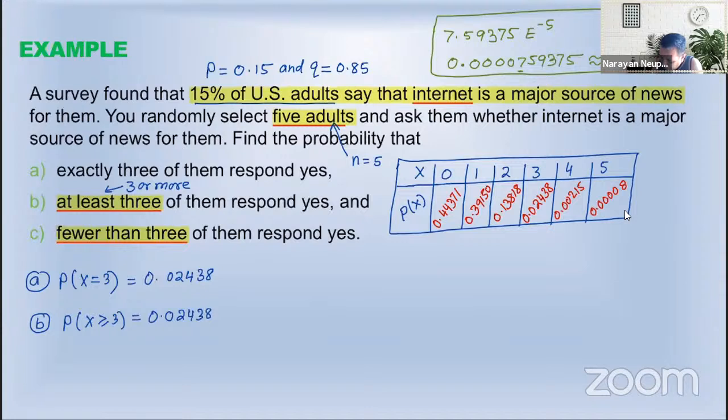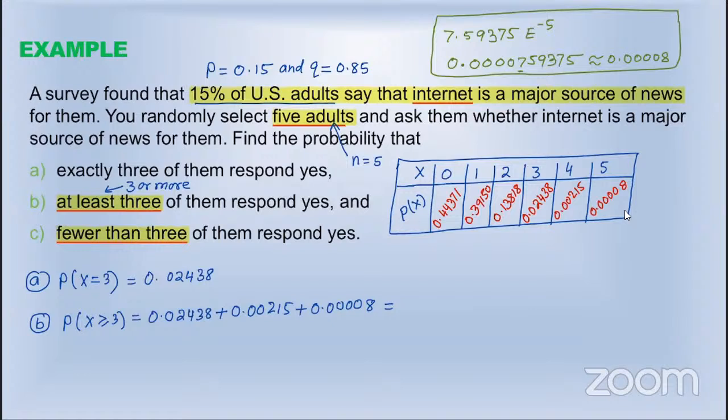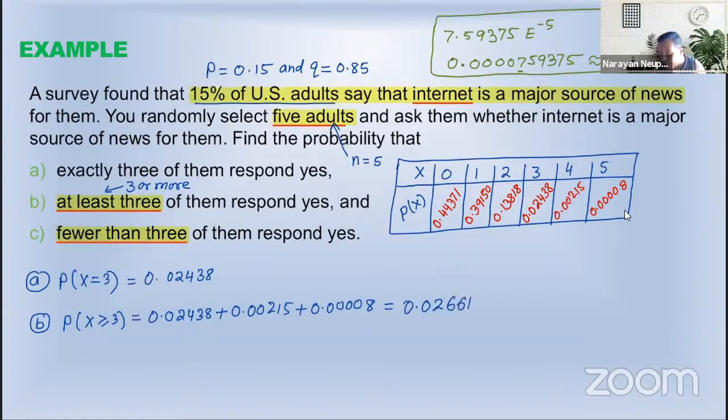0.02438 plus the probability of 4, which is 0.00215, and the probability that X is equal to 5 is 0.00008. So now we need to add these all. Please add those in your calculator. 0.02661, is that what you said? Yes, you're right. That's the correct answer.